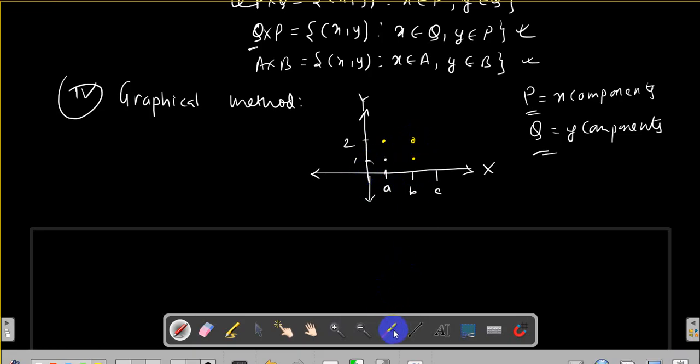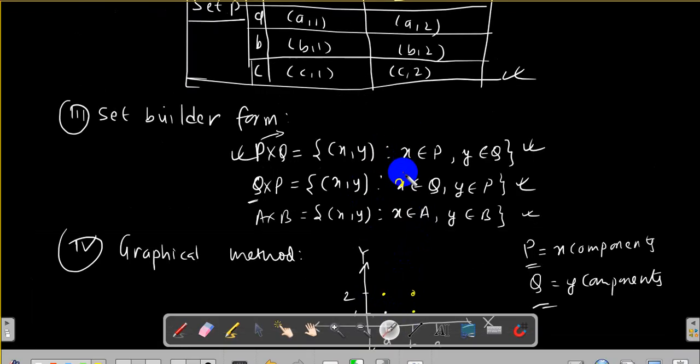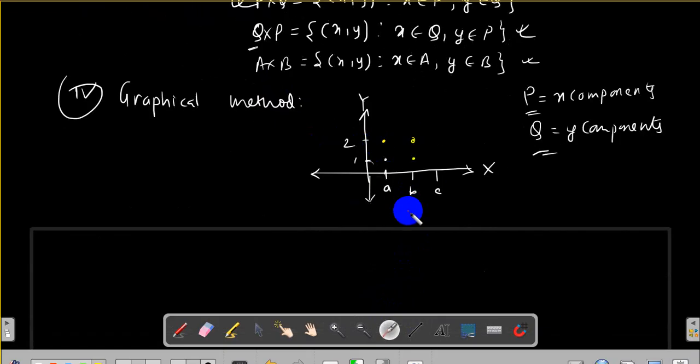So these are the 4 points denoted by P cross Q. And there is C also, right? If C also, then we can plot that. C comma 1 is this point, C comma 2 is this point. All these 6 points can be plotted in this graph, and this process of representing all the order pairs in a single graph is called the graphical method.